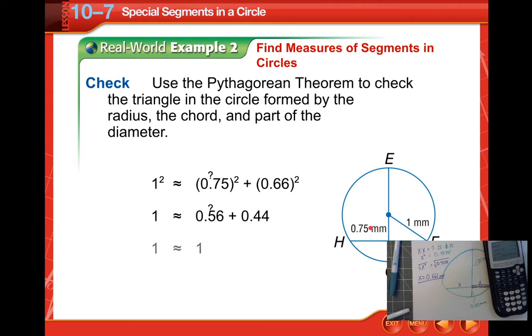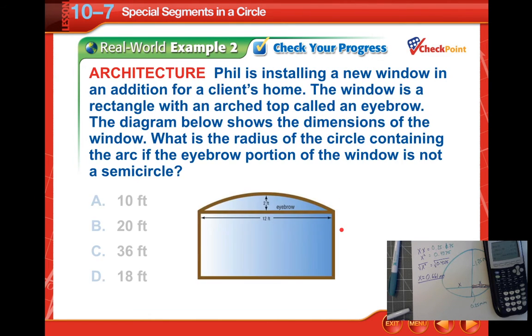Yep, and it does. So Phil is installing a new window in addition for a client's home. The window is rectangular with an arch top called an eyebrow. The diagram below shows the dimensions of the window. What is the radius of the circle containing the arc if the eyebrow portion of the window is not a semicircle?